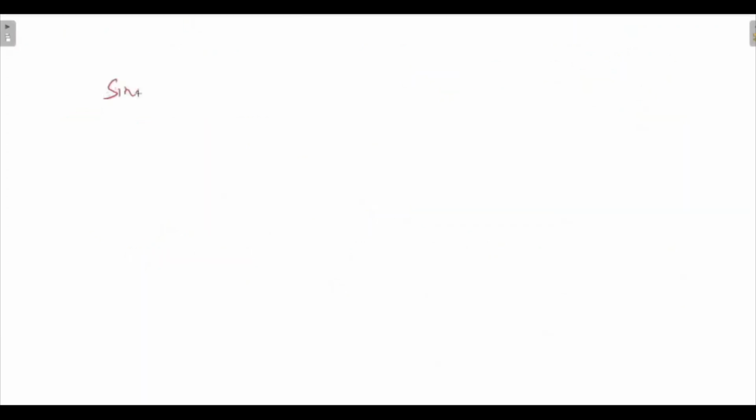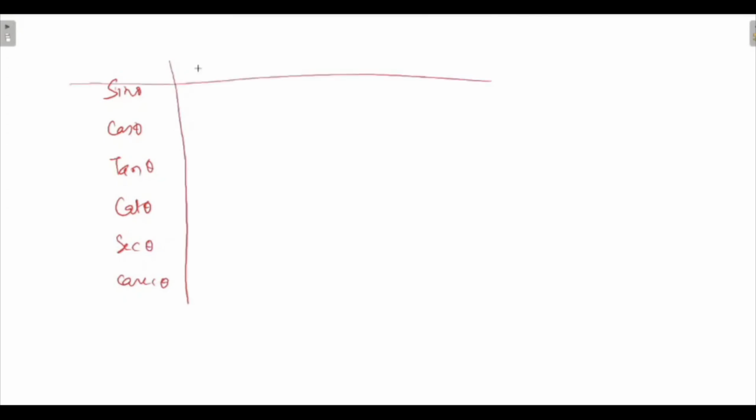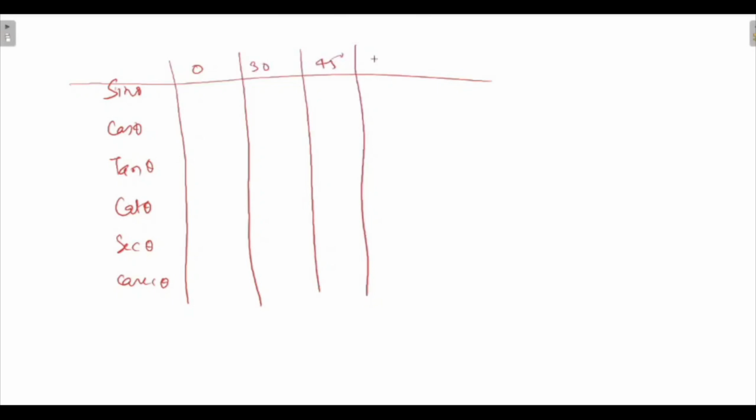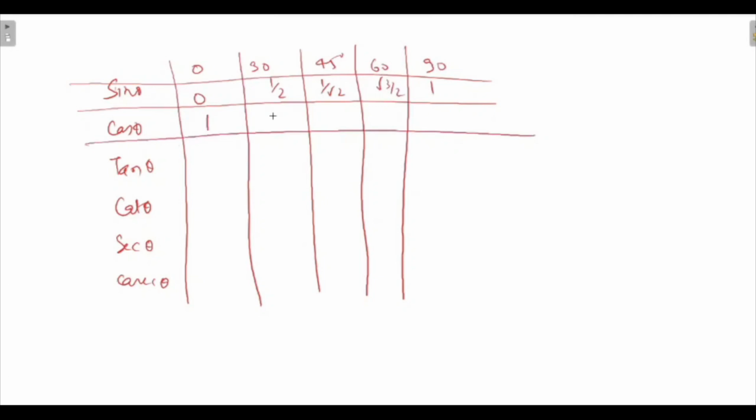Pi by theta, cos theta, tan theta, cot theta, and then sec theta, cosec theta. Then here we have 0 degrees, then we have 30, 45, 60, 90. Then sin theta is 0, this is 1 by 2, this is 1 by root 2, this is root 3 by 2, this is 1. Then cos theta is going to be 1, root 3 by 2, 1 by root 2, 1 by 2, 0.